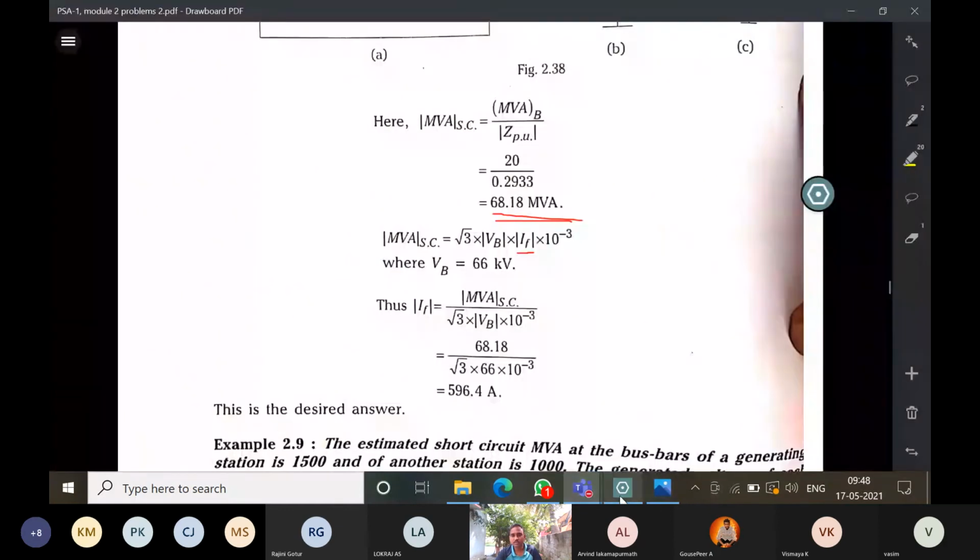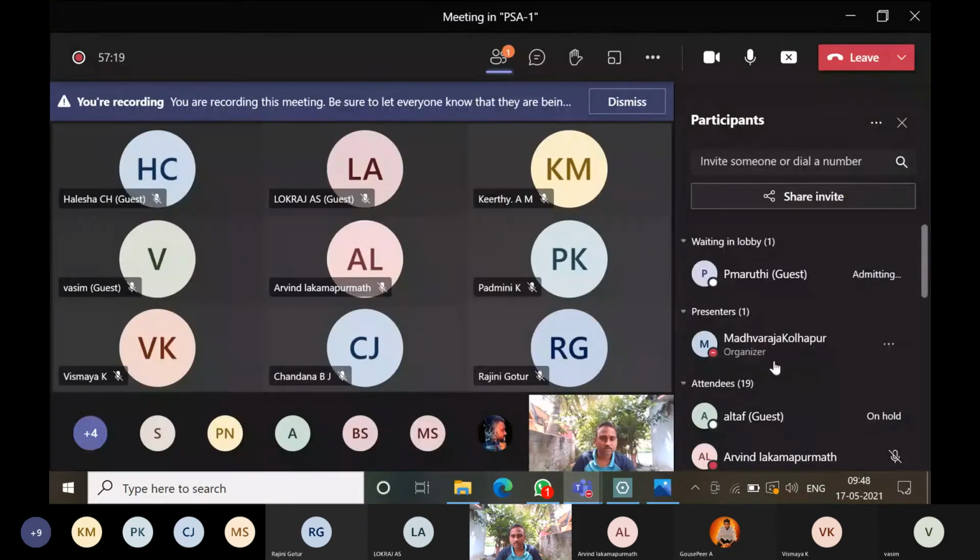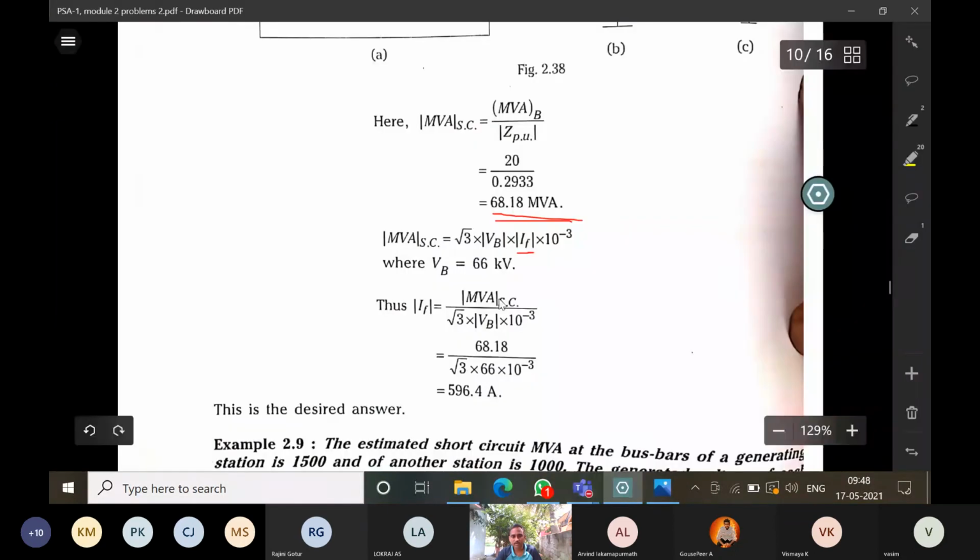For that purpose, we have the equation root 3 VB IF into 10 raised to minus 3, because MVA is in... that is 68.18 by root 3, VB is 66 kV, into 10 raised to minus 3.